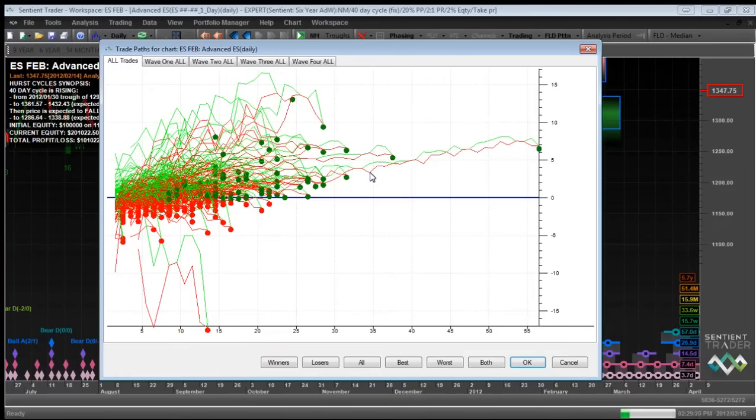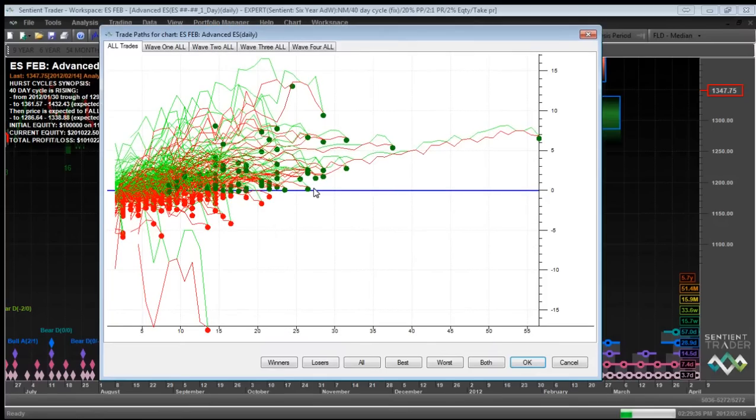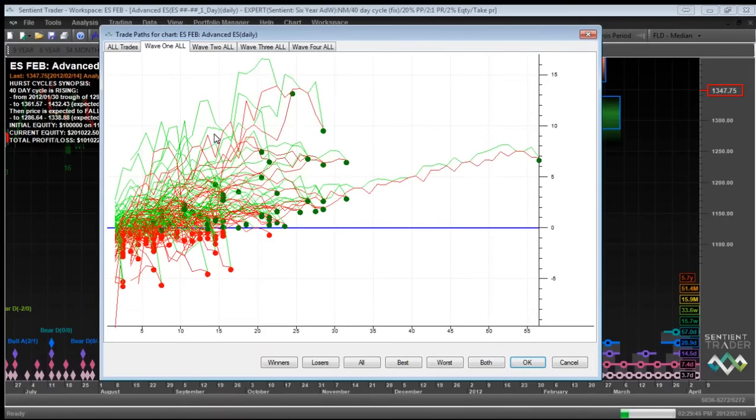What is a trade path? A trade path is an indication of your profit and loss on every bar of the trade. Okay, we called it a trade path because it's sort of the path of your equity through each one of your trades. Now trade paths, it might take me a little while to explain, but I think you'll agree it's a really exciting new feature.